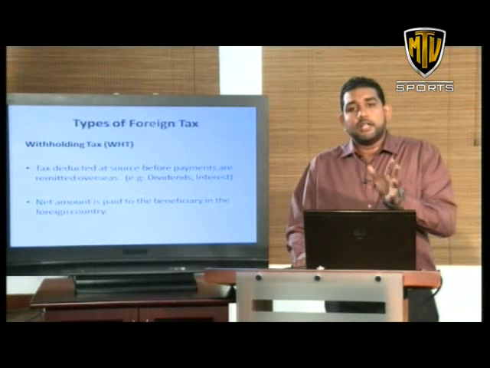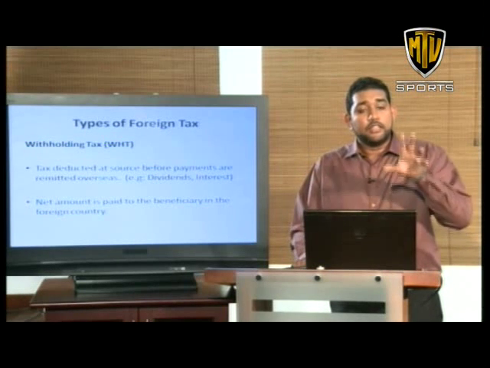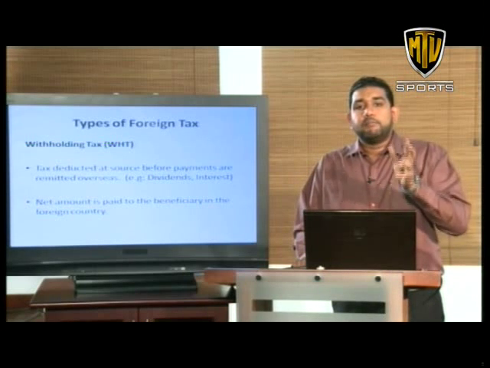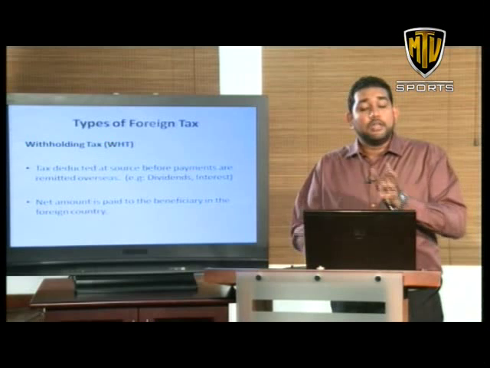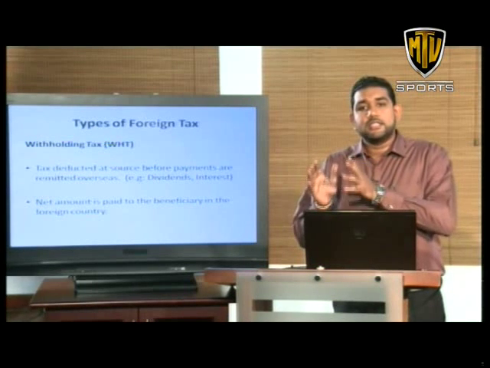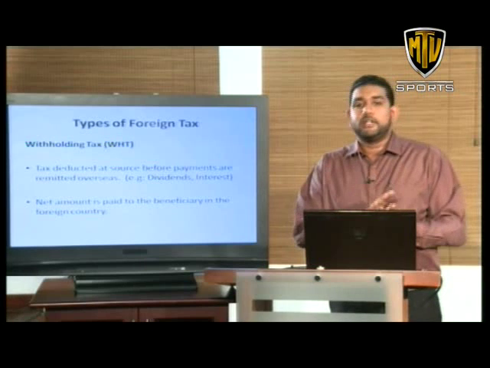So before the money is remitted overseas, the local tax authority in that particular country will require a particular amount of tax to be deducted at source. Tax at source means a tax is deducted before the payment is being made out.